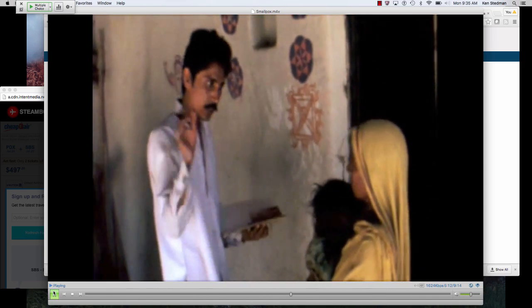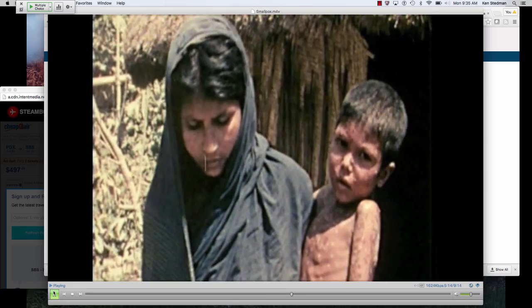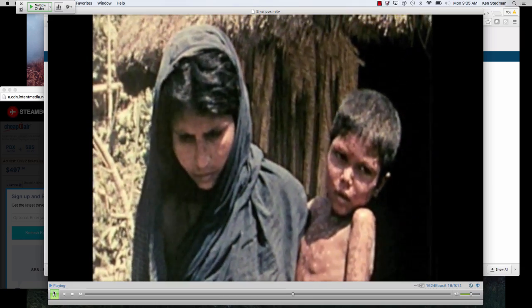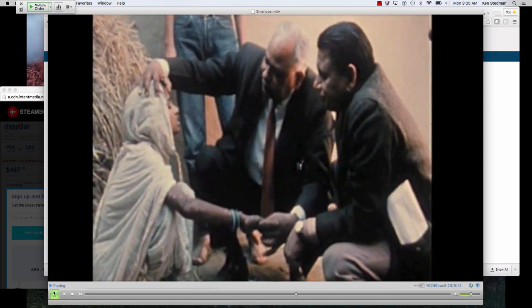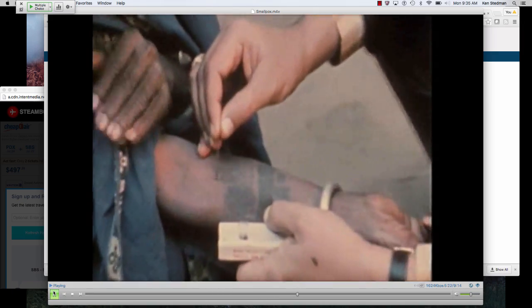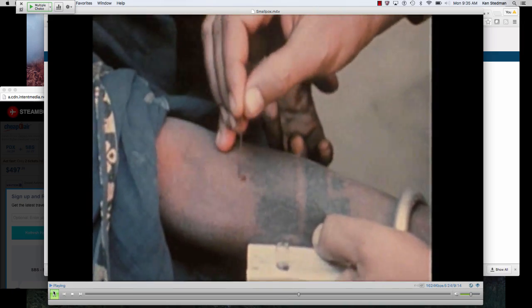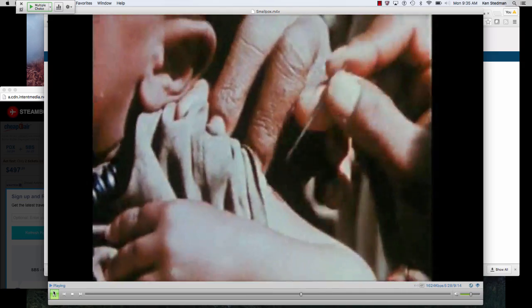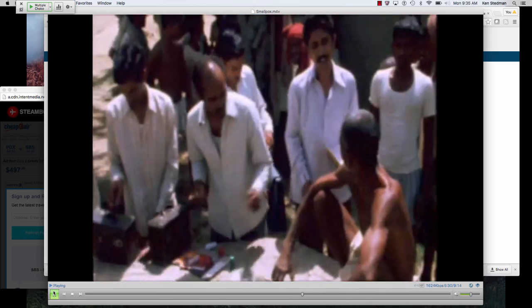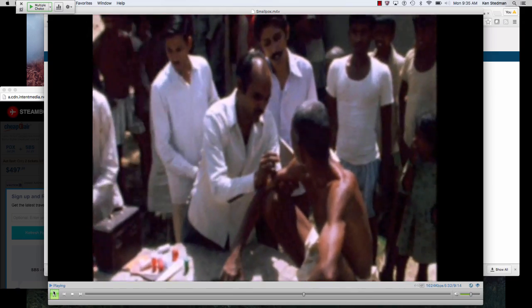The virus had one fatal flaw. It existed only in humans. Since no animals carried it, if every human at risk could be vaccinated, smallpox could be beaten. In the first year of the program, Henderson's teams vaccinated over 25 million people on three continents.